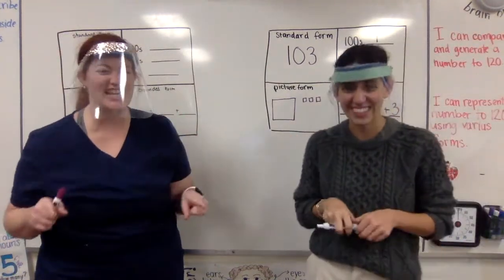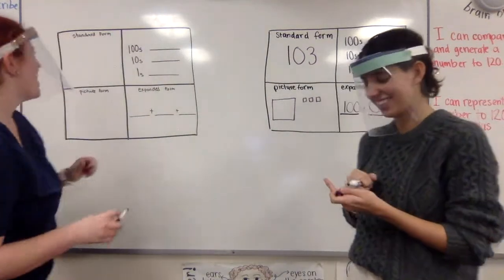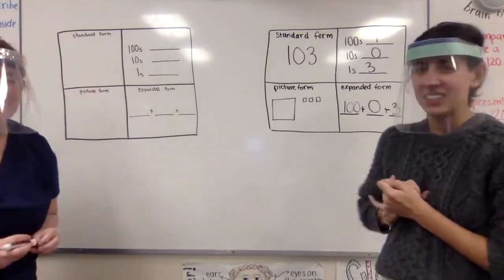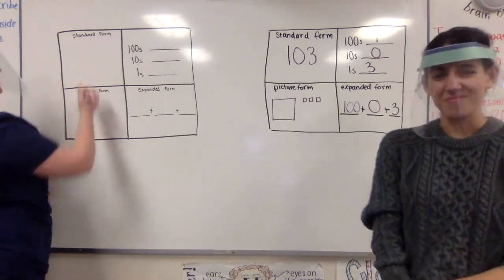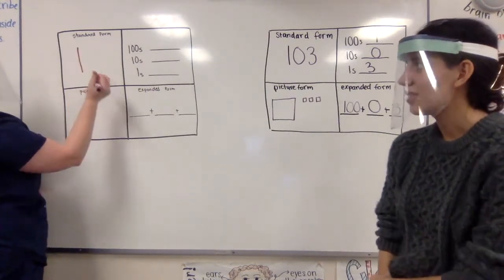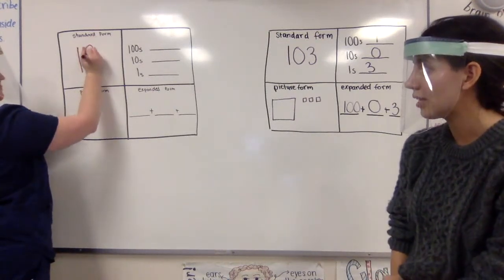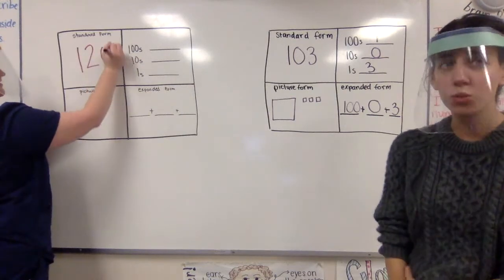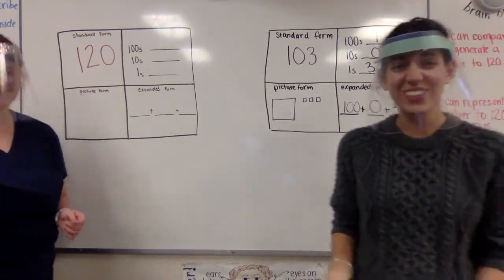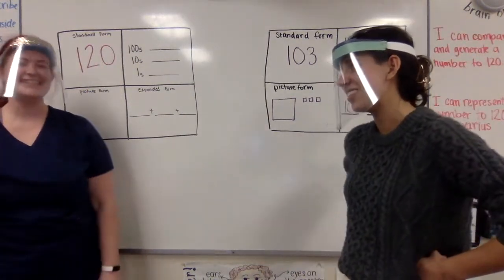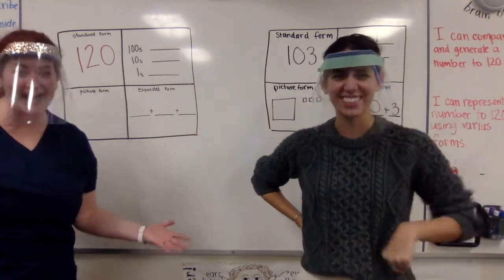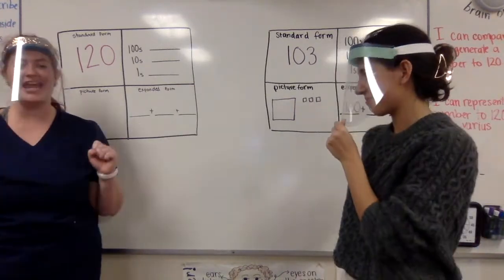I want you to try to guess what number I'm going to write. Okay, all right. I'm going to do it in standard form. That's how the number would normally look, okay? Oh, it's going to be 100 and 120. 120. Oh, was that what you guessed too? Oh, well, great job. Okay, 120.